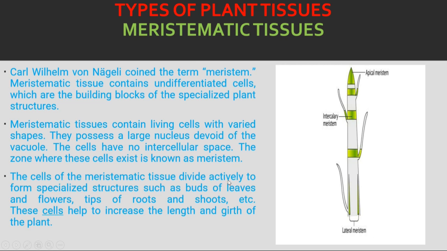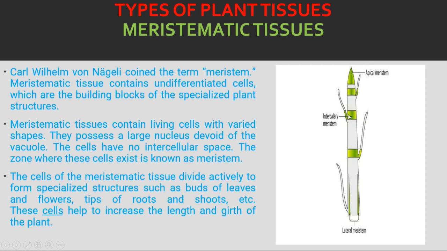The cells of the meristematic tissue divide actively to form specialized structures. Specialized structures here means parts like the buds of leaves, from which we get fruits, and flowers, and then the tips of roots and shoots. These also help in the growth of specialized structures like roots and shoots.